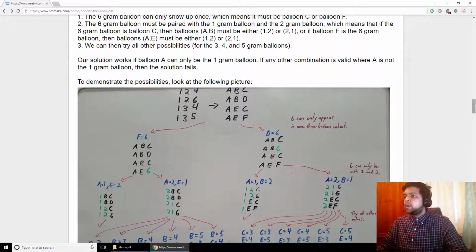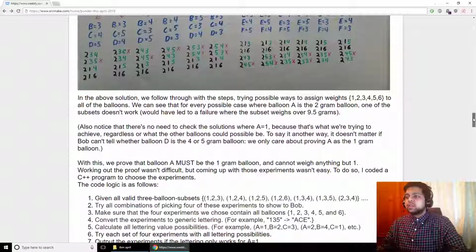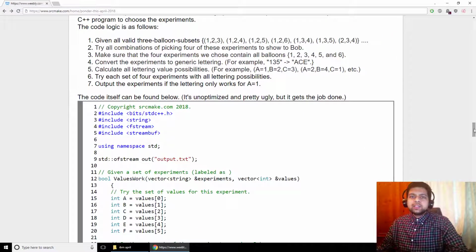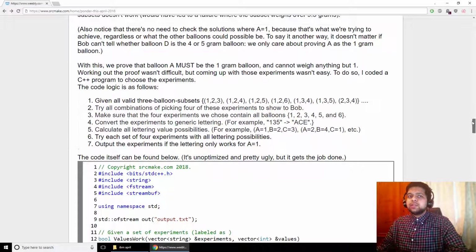So how did we come up with this? I brute forced this with some code because I was trying to do this by hand, and to be honest with you, I was getting a bit annoyed because it kept failing, so I just wrote a program to do this for us. So I wrote some C++ code. I'll quickly go over the code logic.